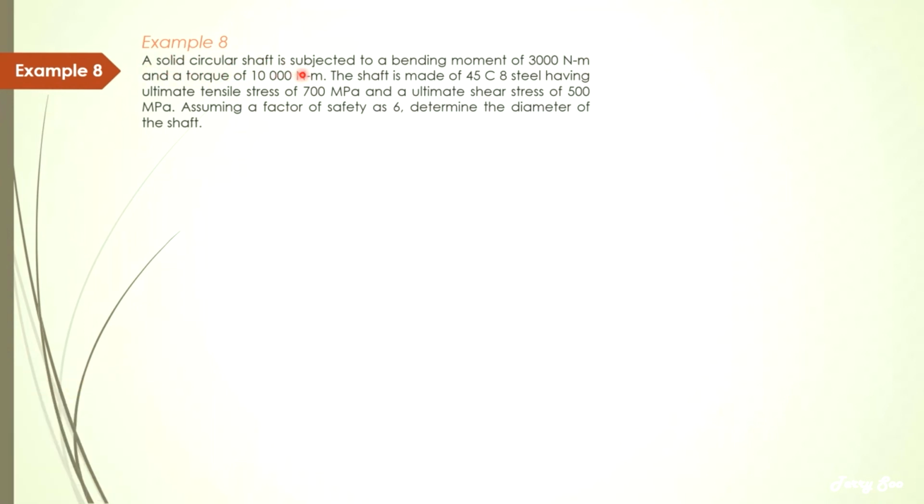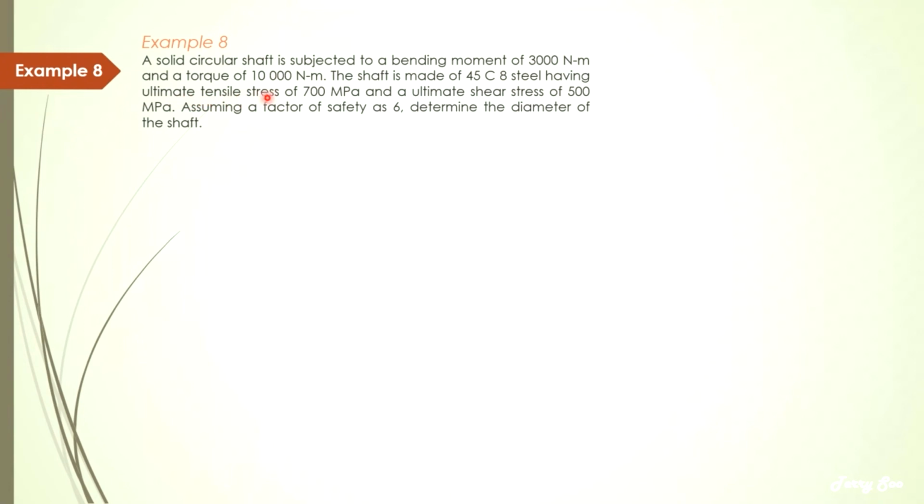Now, a solid circular shaft is subjected to a bending moment of 3,000 Newton meter and a torque of 10,000 Newton meter. So in this question, they've given you both the bending moment and the torque. The shaft is made of steel, the grade is 45C8, with ultimate tensile stress.